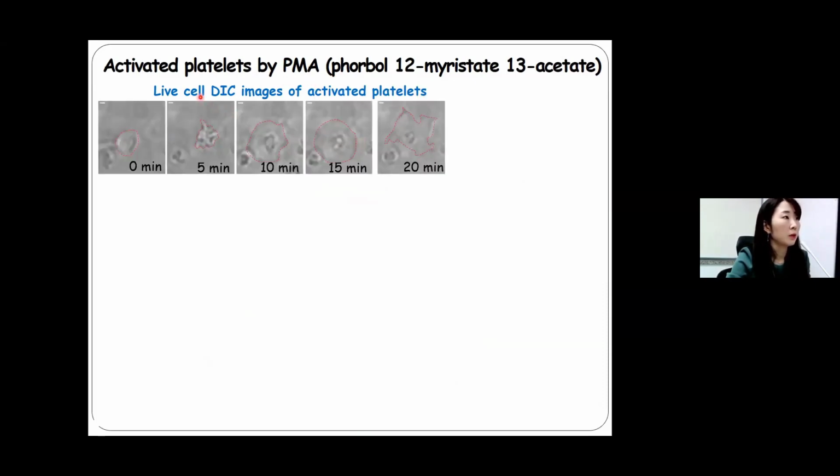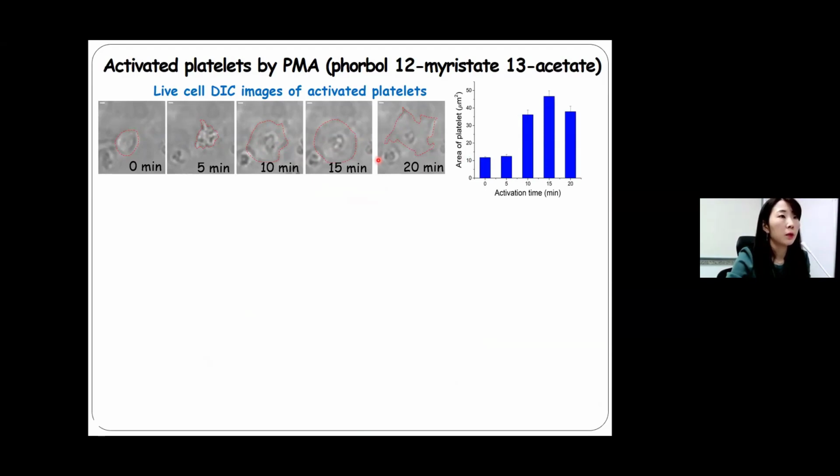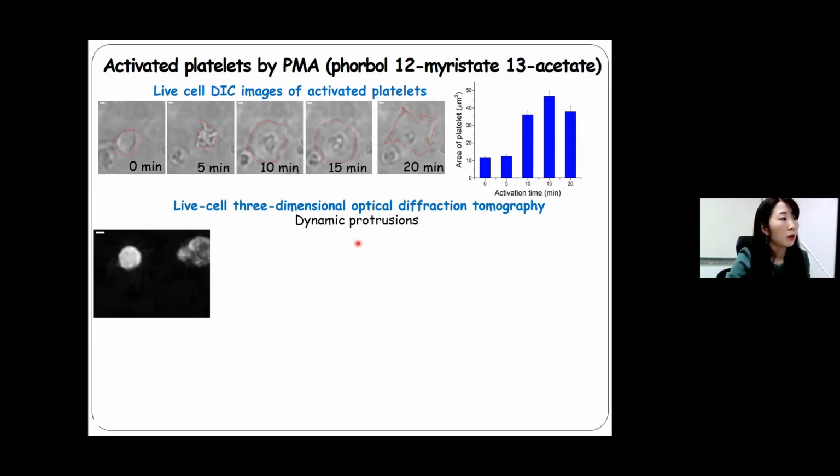From the live-cell DIC image, as you can see here, we could observe that the round shape of the platelet started to spread out upon activation like this. But as you can see here, the resolution is very low. So to observe the ultrastructural changes of this process, we performed live-cell three-dimensional optical diffraction tomography using a Tomocube device. From this experiment, we could observe two very interesting phenomena like this.